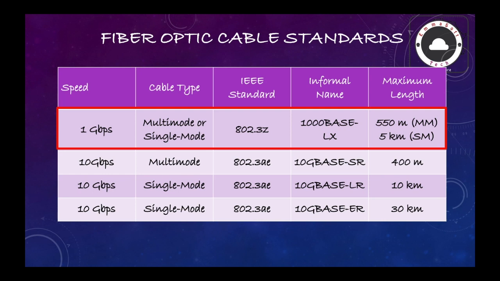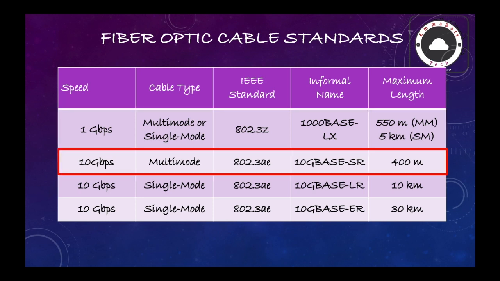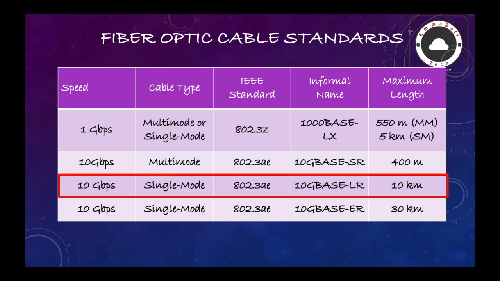Now for multimode, it can span a maximum of 550 meters, and for single mode it can go up to 5 kilometers. Then at 10G, multimode is standardized at 802.3ae, which is informally known as 10GBASE-SR, covering a maximum of 400 meters. Then the same 10G at single mode, standardized under the same 802.3ae, as 10GBASE-LR, can go as long as 10 kilometers.